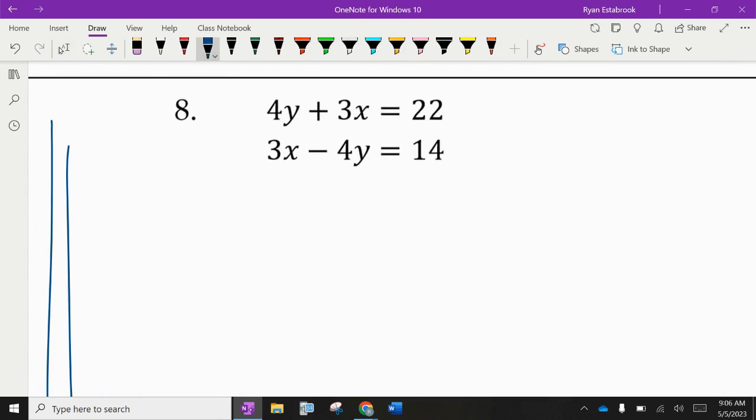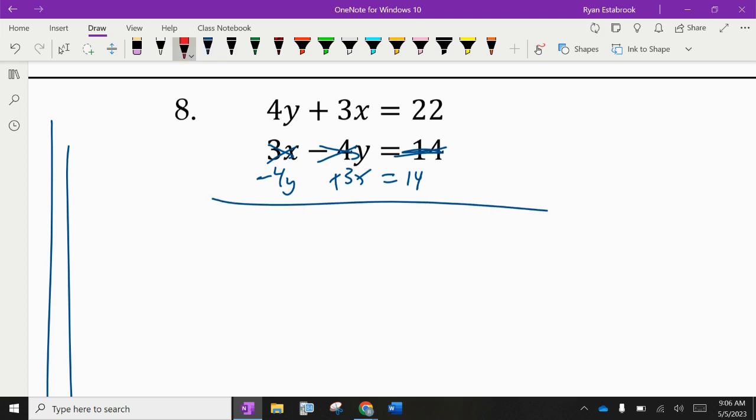Notice how the first one has y first, x second. The second one has x first, y second. That is slightly off. So maybe I could put negative 4y, positive 3x second equals 14. I'm just rearranging this one, putting my y value to match with the y value. It's the only thing I did.